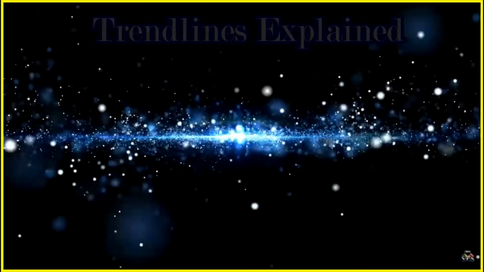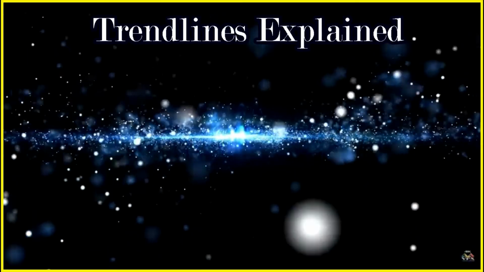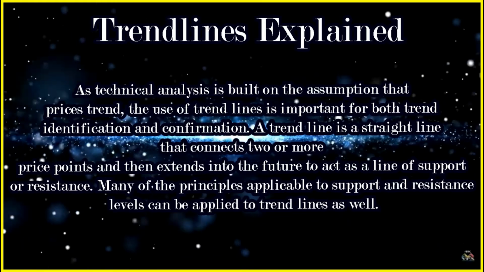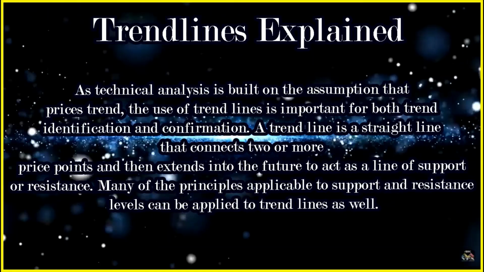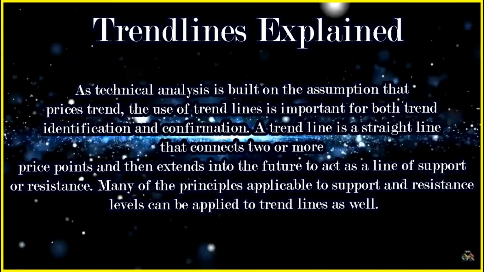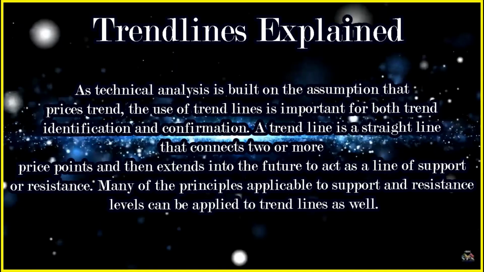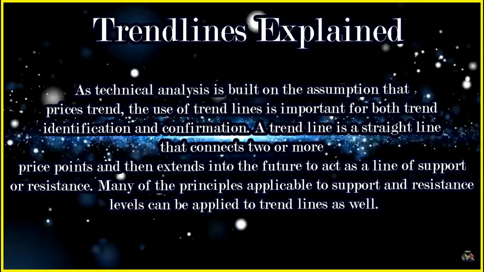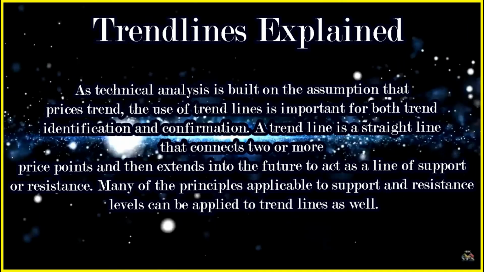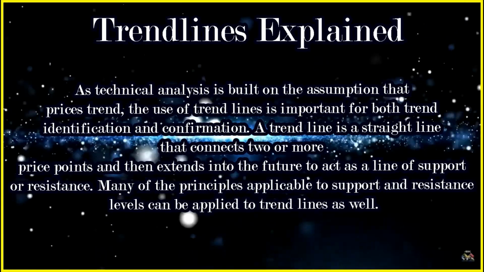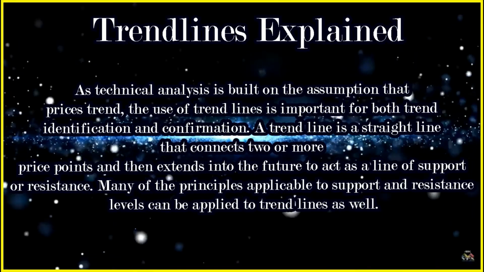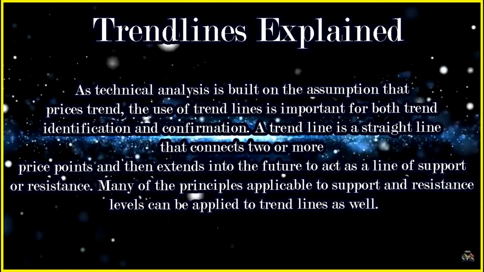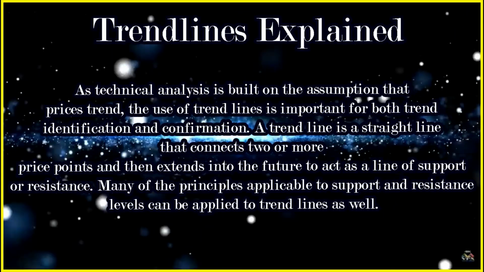So guys, we're going to talk about trend lines here. These are the definitions. Trend lines are a big part of technical analysis. As technical analysis is built on the assumption that price trends, the use of trend lines is important for both trend identification and confirmation. A trend line is a straight line that connects two or more price points and then extends into the future to act as a line of support or resistance. Many of the principles applicable to support and resistance levels can be applied to trend lines as well. So this is very important to understand, guys.